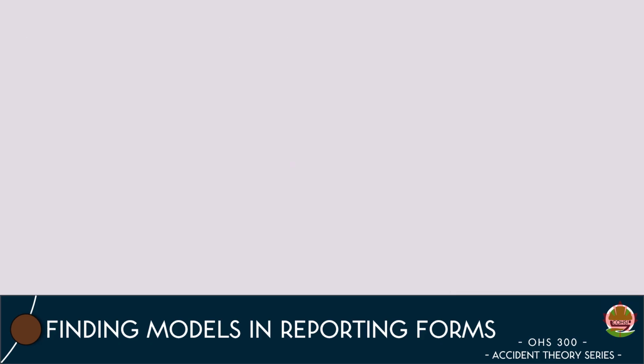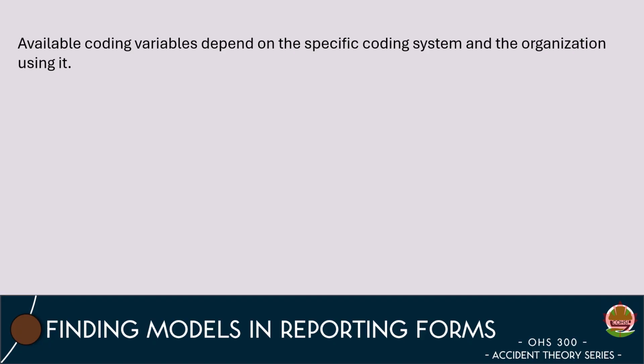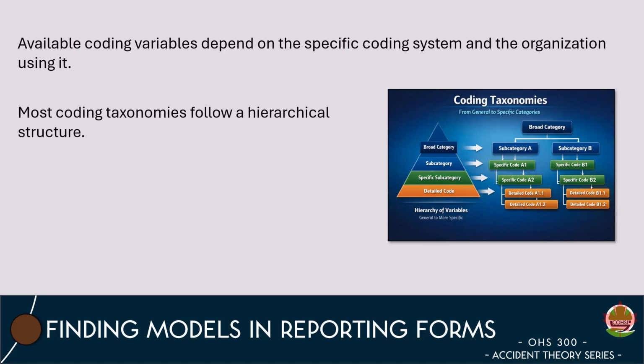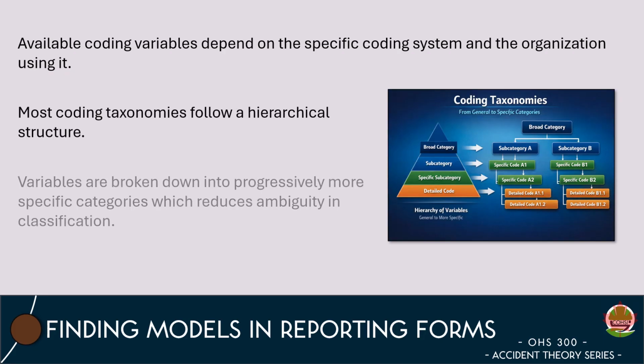The specific variables available for coding, as well as the keywords and categories used, depend on the coding system and the organization applying it. Most coding taxonomies are hierarchical in nature. Each variable is broken down into increasingly specific categories to reduce ambiguity and improve consistency. For instance, the part of body variable begins with broad body regions and is then subdivided into more precise anatomical locations until the injured body part can be identified clearly and unambiguously.